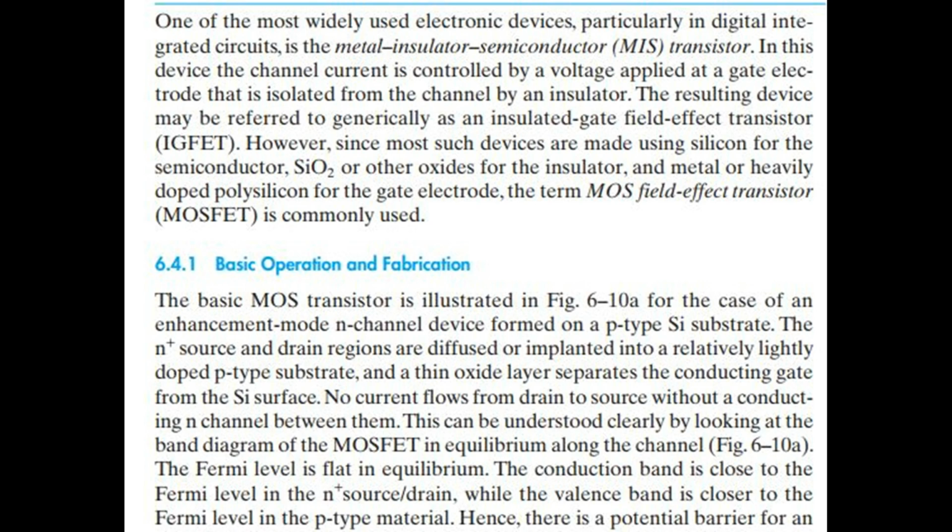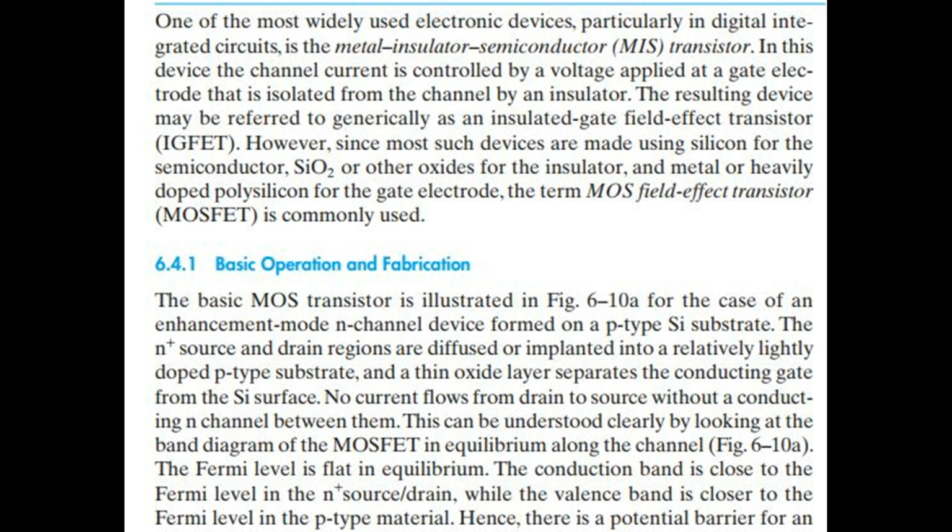One of the most widely used electronic devices, particularly in digital integrated circuits, is the metal insulator semiconductor, MIS, transistor. In this device the channel current is controlled by a voltage applied at a gate electrode that is isolated from the channel by an insulator. The resulting device may be referred to generically as an insulated gate field effect transistor, IGFET. However, since most such devices are made using silicon for the semiconductor, silicon dioxide or other oxides for the insulator, and metal or heavily doped polysilicon for the gate electrode, the term MOS field effect transistor, MOSFET, is commonly used.